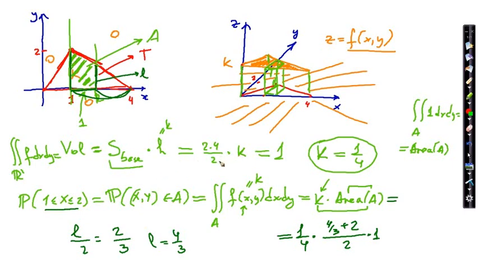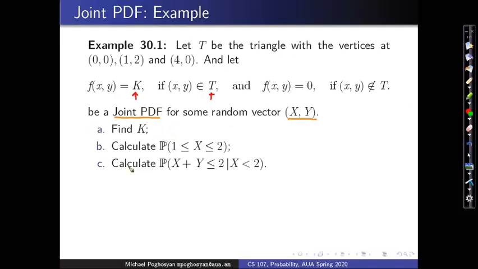Okay, so let me erase this. I have yet another probability to calculate. I will draw that again. So now I need to calculate this probability, the probability that x plus y is less than or equal to 2, given that x is less than 2. So the probability that x plus y is less than 2, given that x is less than 2.